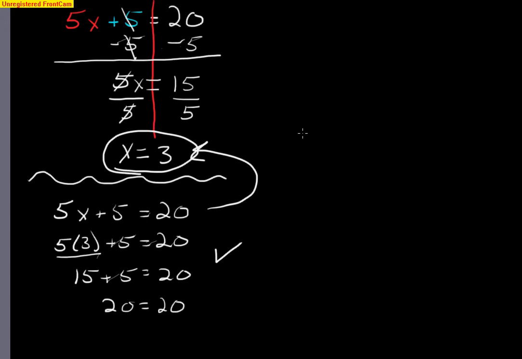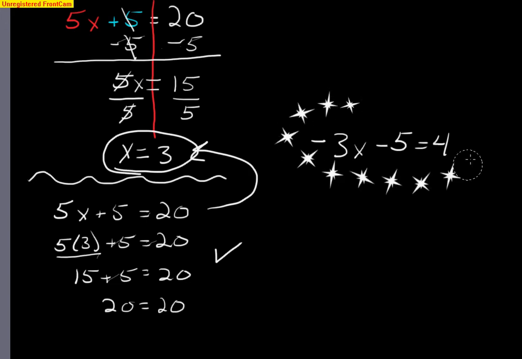And that kind of brings us right to the end here. So I'm going to put, again, one of your star problems up here for you to work on. It's a negative 3x minus 5, okay, equals 4. Okay, so that'll be the problem, kind of going over some of the stuff we covered in this section.